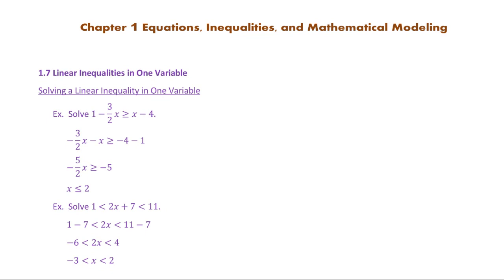For example, we can subtract 7 from each part of this composite inequality. So 1 minus 7 less than 2x less than 11 minus 7. That becomes negative 6 less than 2x less than 4. And then we divide by 2 on each part. So we get negative 3 less than x less than 2. Because 2 is positive, we keep the direction of the inequalities. So the solution is all the numbers between negative 3 and 2, not including negative 3 or 2. All right.